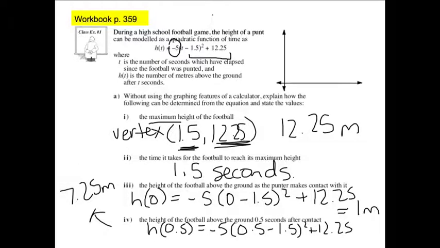Okay, so if we had to draw this out, it kind of looks like this. We've got a parabola that faces down like that. It's going to end at the ground. What we have is a y-intercept here. This is where the punter makes contact with the football. It's going to be at 0 and 1. Okay, so at 0 seconds, it's 1 meter in the air. Your vertex is about there. In that case, it's going to be 1.5 seconds, and at that time, it's going to be 12.25. And that, of course, is your maximum.